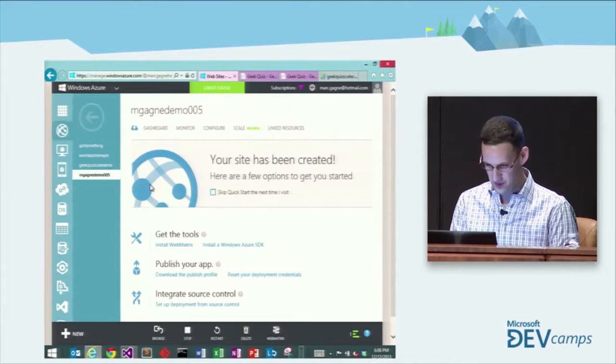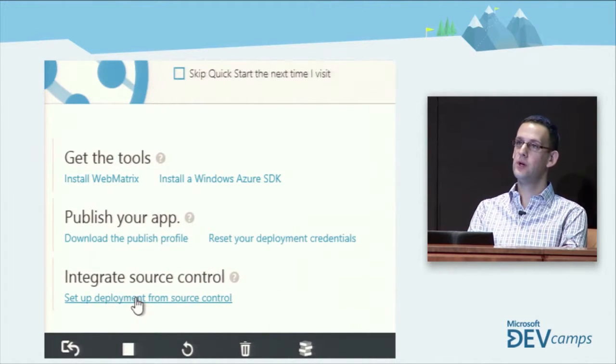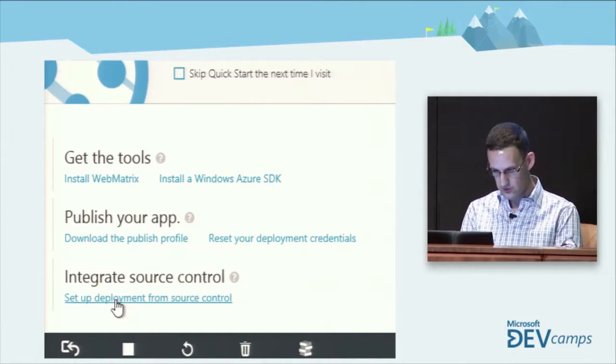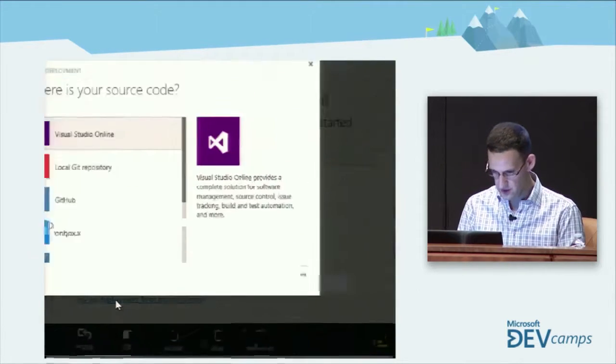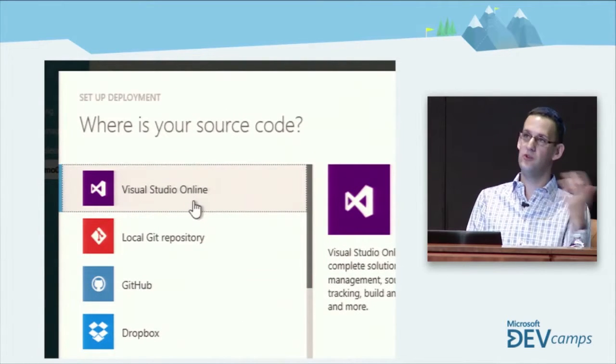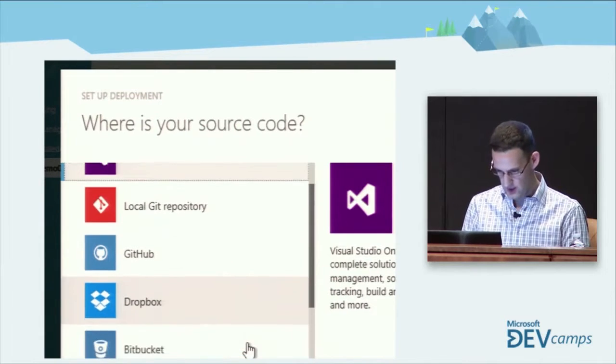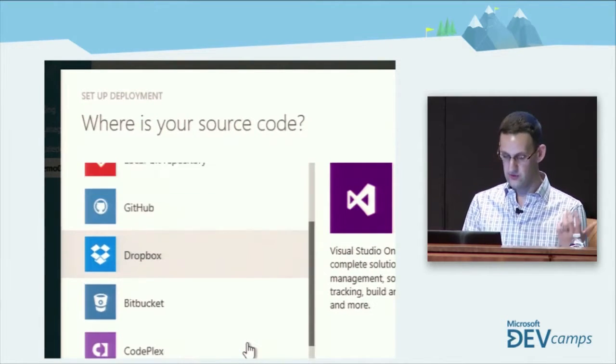We'll open it up in the portal because what I want to show you is integrated source control. So I can set up deployment from source control, and that's going to bring me this nice little wizard here where I can choose what type of source control I want. Do I want Visual Studio Online? Do I want local Git, GitHub, Dropbox, Bitbucket, Codeplex, or other external repositories?